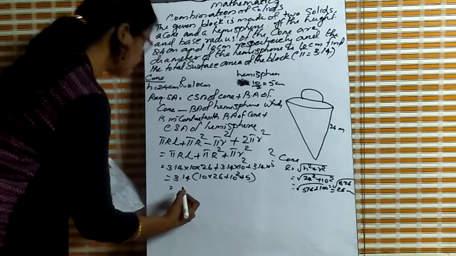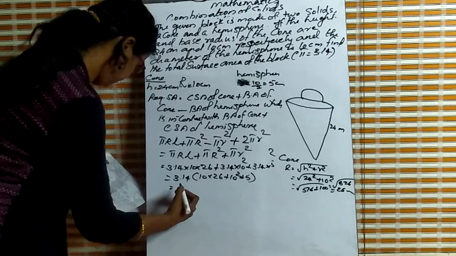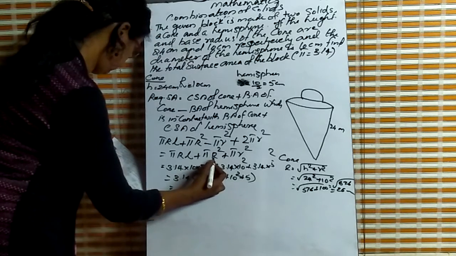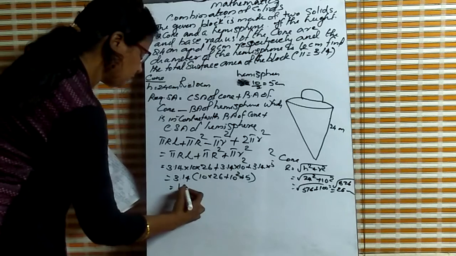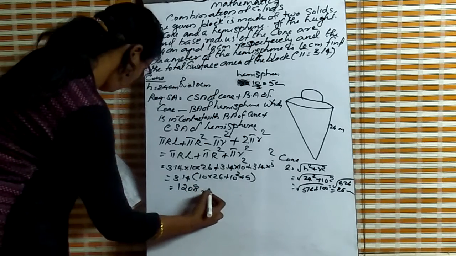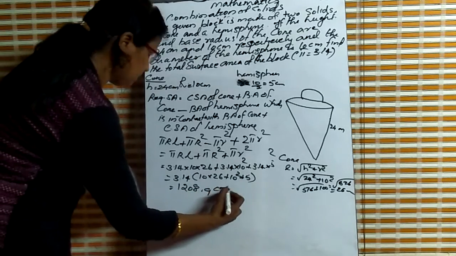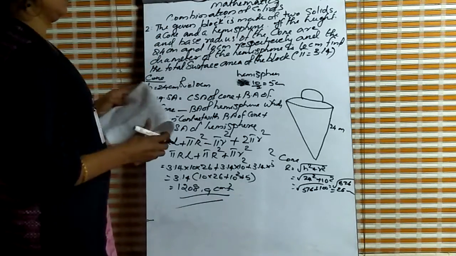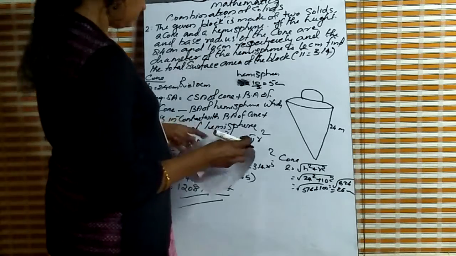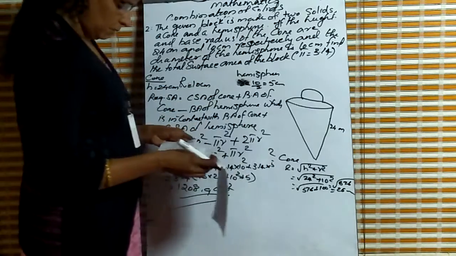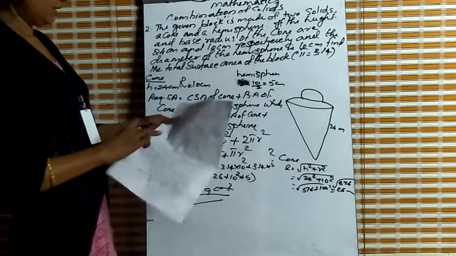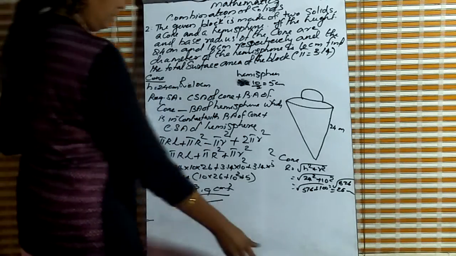Multiplying this we get the answer. Pi RL plus, 1208.9 centimeter square is the surface area of the block, equal to 1208.9 centimeter square. Next question.